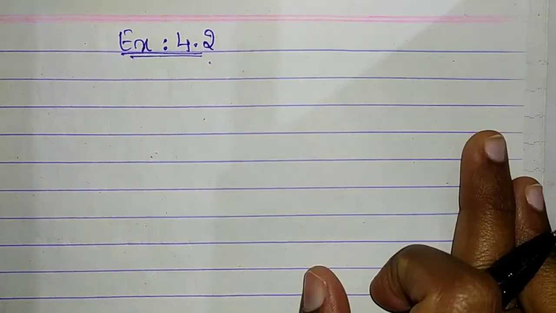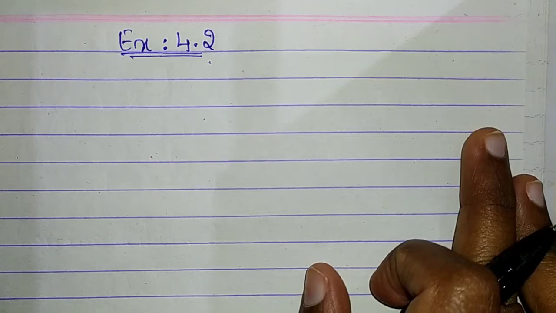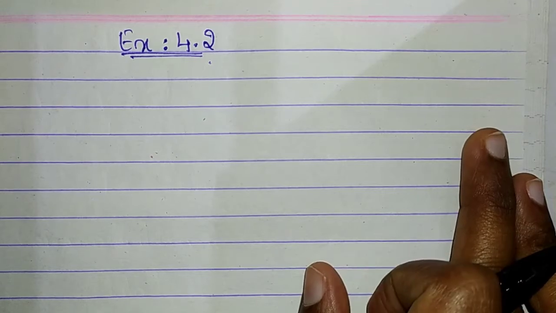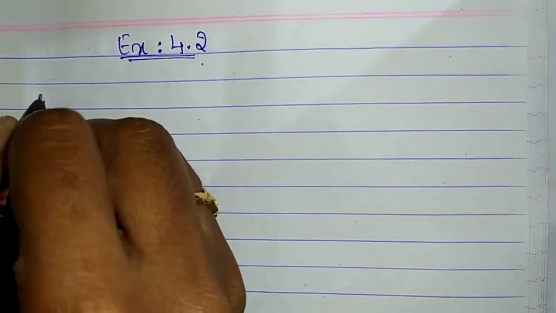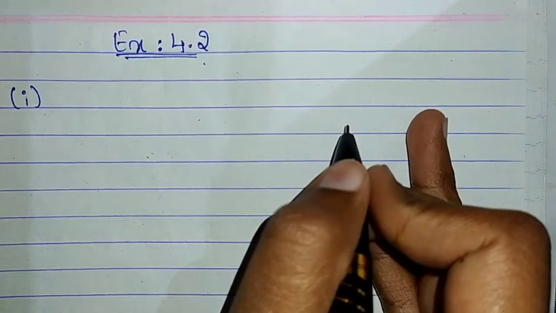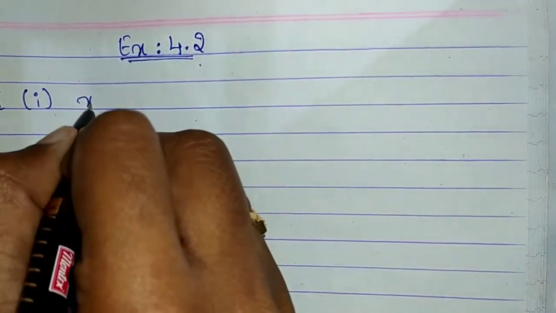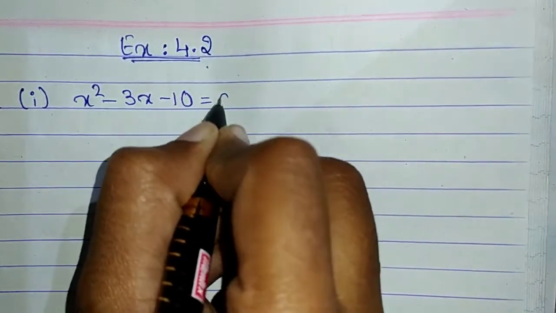Now let us directly move to exercise 4.2. The first question is find the roots of the quadratic equations by factorization. There are 5 sub questions to this question, out of which few I will solve and few I will leave it to you as your homework. So the first sub question from the first main question is the equation x square minus 3x minus 10 is equal to 0.